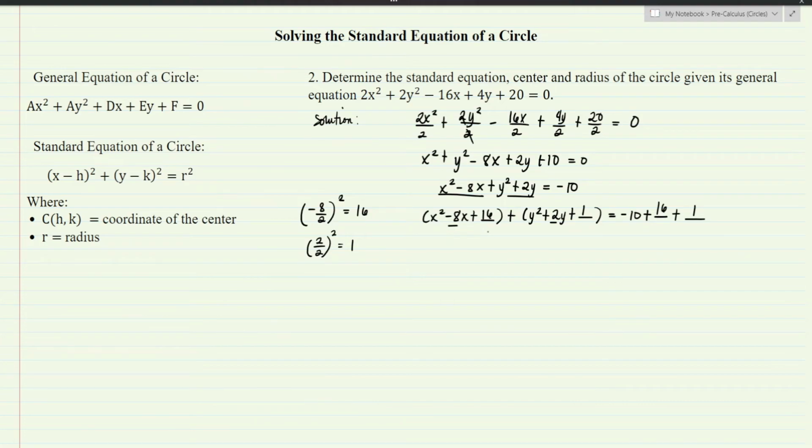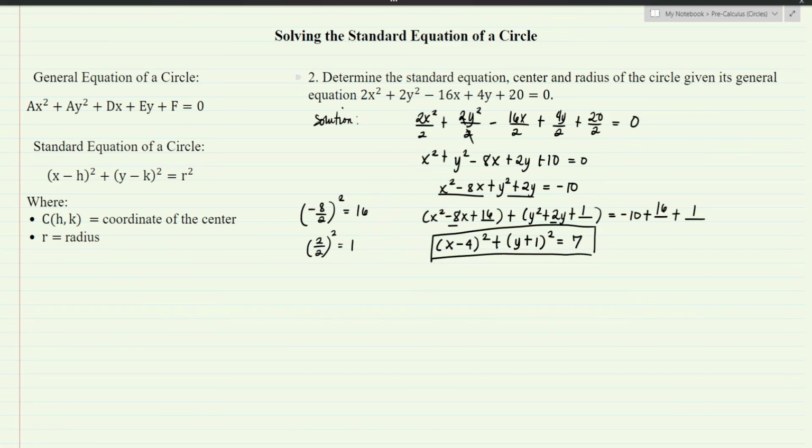Next, we will need to convert this quadratic equation into its binomial form. To do that, take the square root of x squared, that is x, copy the sign of the middle term, that is minus, then the square root of 16 is 4, then place an exponent of 2. For the second quadratic, I will have the square root of y squared, that is y, copy the sign of the middle term, plus the square root of 1 is 1, then place an exponent of 2. On the right side of the equation, negative 10 plus 16 is 6, plus 1, so that would be 7. So this is now our standard equation.